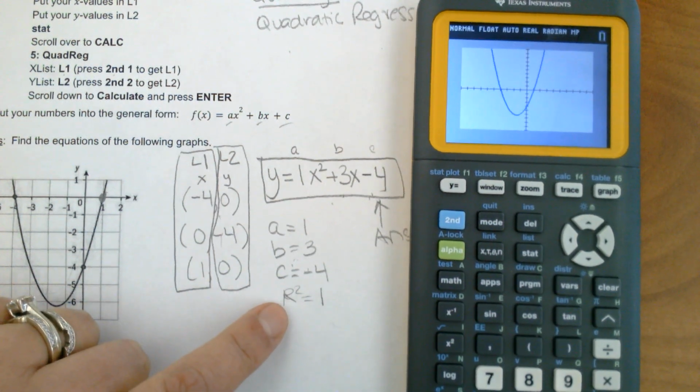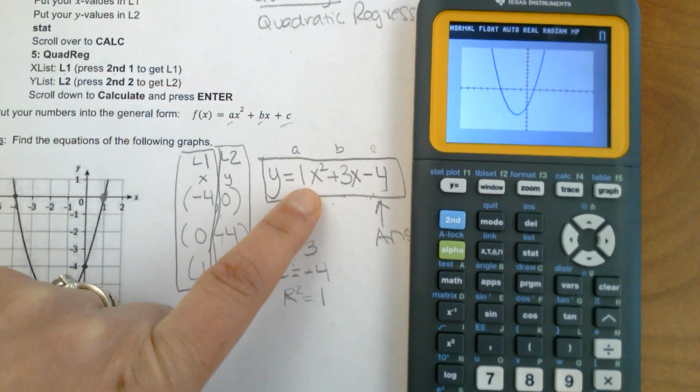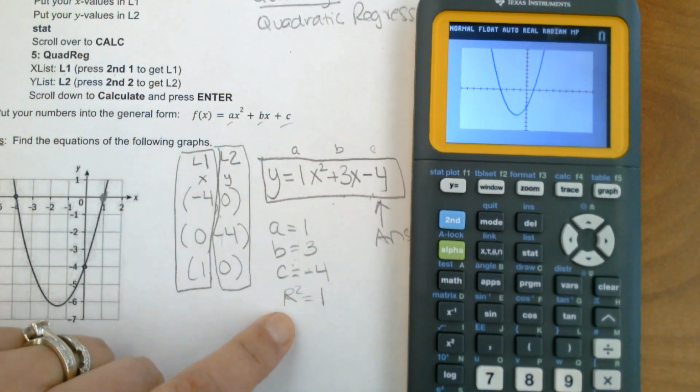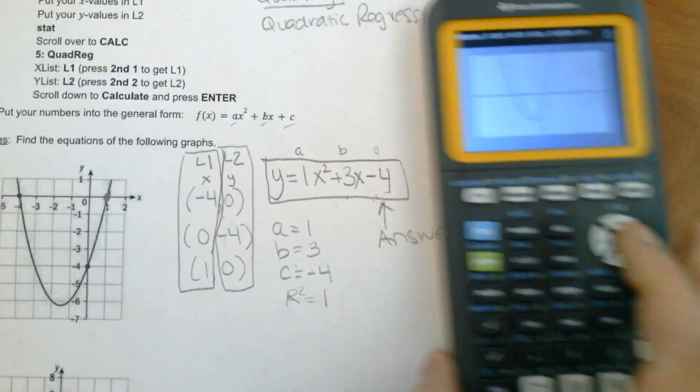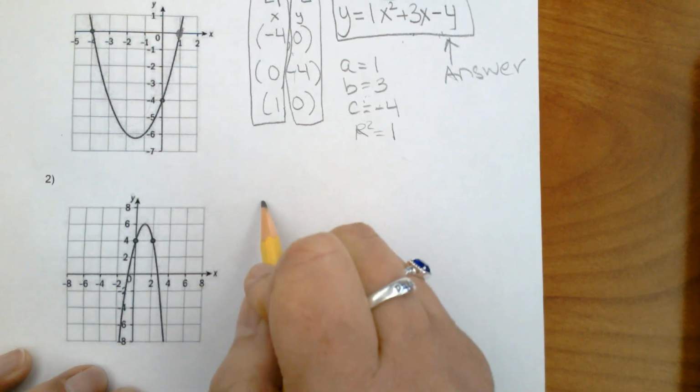There's more of a definition of r squared that we will get to, but I do want to just focus on our a, b, and c and how to put them into the equation. So we will come back to our r squared. Okay, next, number 2. So let's set this up.